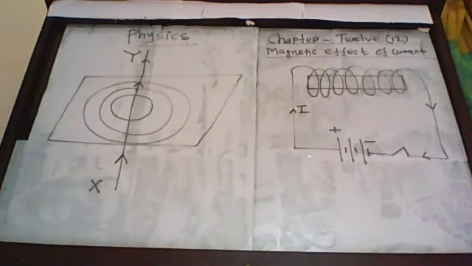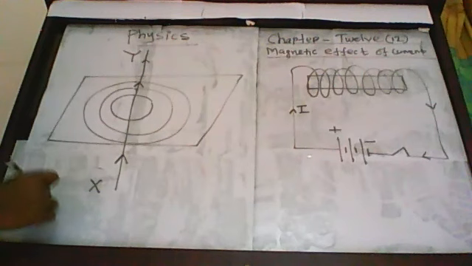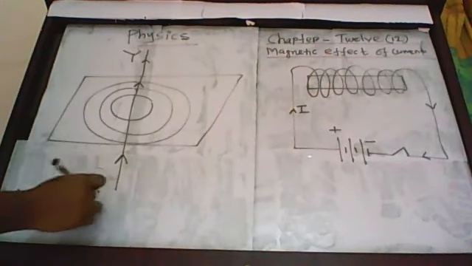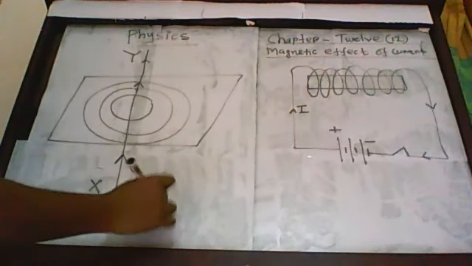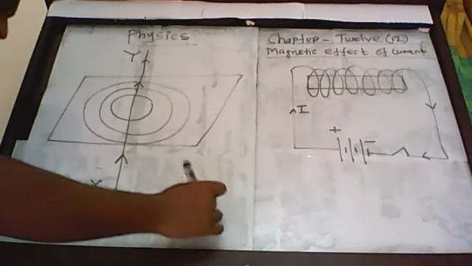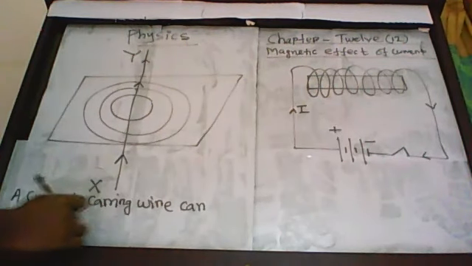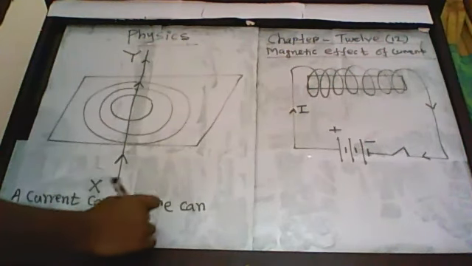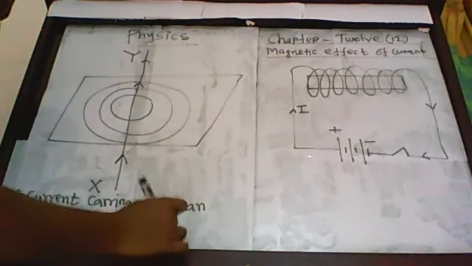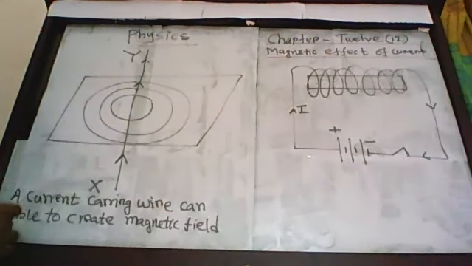So this shows that a current carrying wire can create a magnetic field around it.